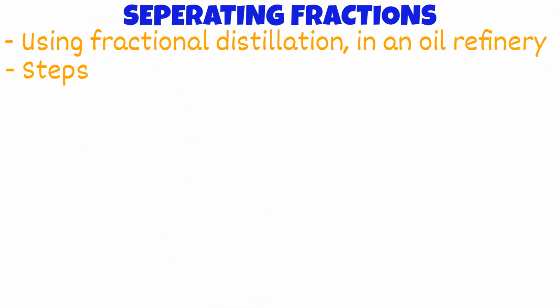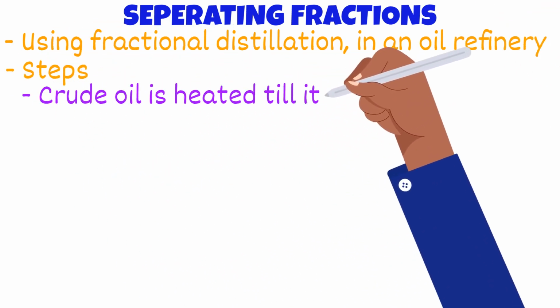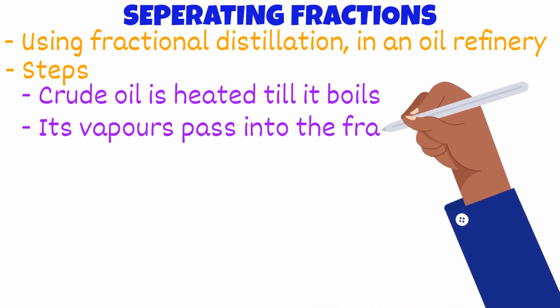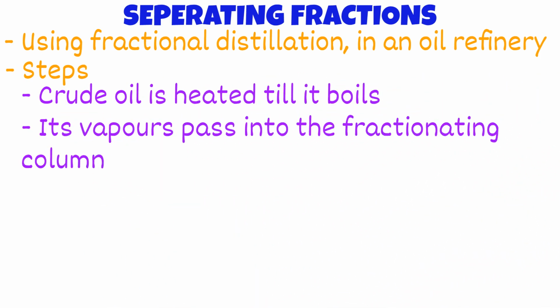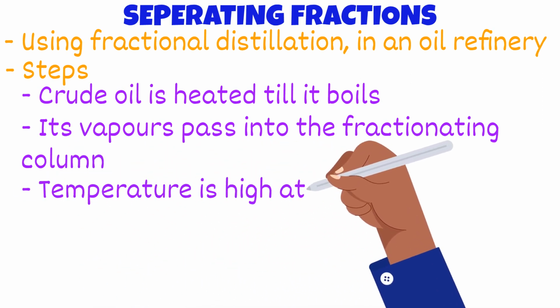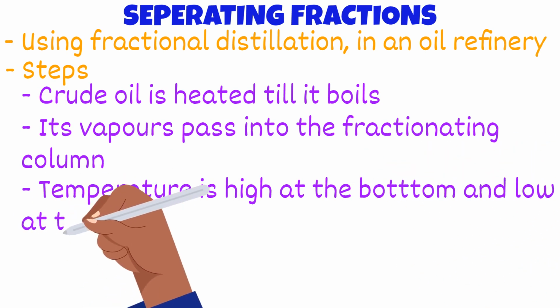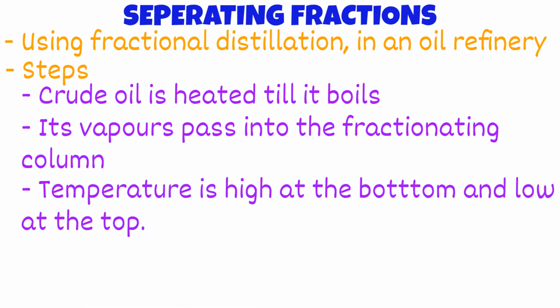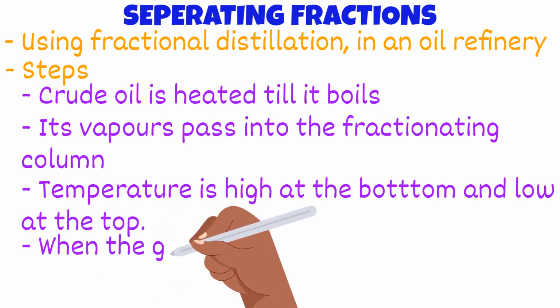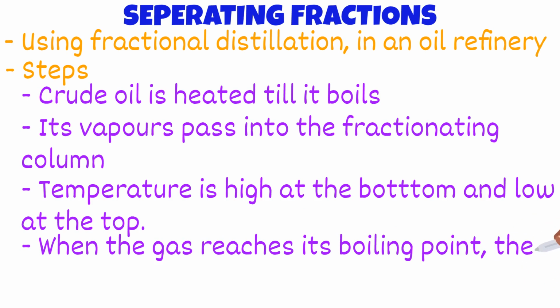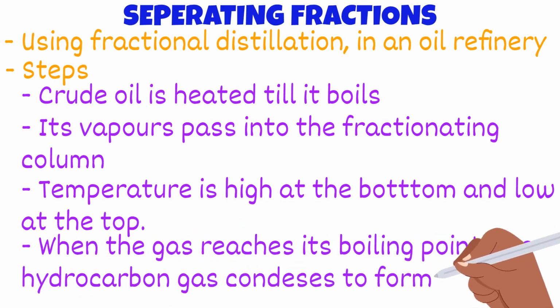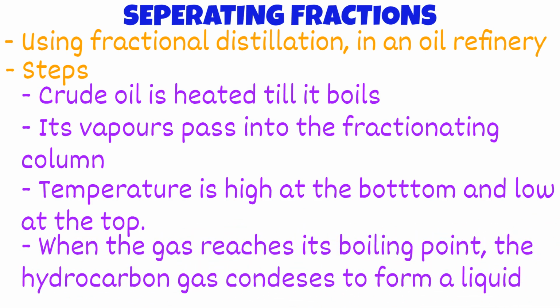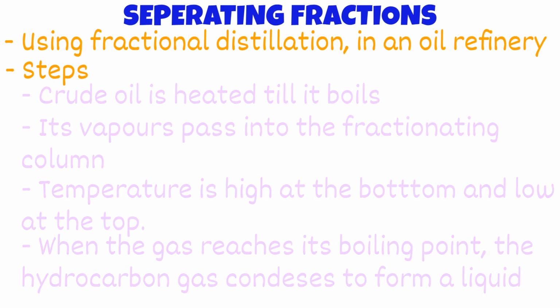Here are the steps. Crude oil is heated till it boils and its vapors pass into a fractionating column. In there, the vapor will rise up the column depending on its boiling point. Since the temperature is high at the bottom and low at the top inside the column, as the gas travels higher, the temperature will decrease. When the gas goes high until its boiling point, the hydrocarbon gas will condense to form a liquid, and then this liquid can be removed from the crude oil.